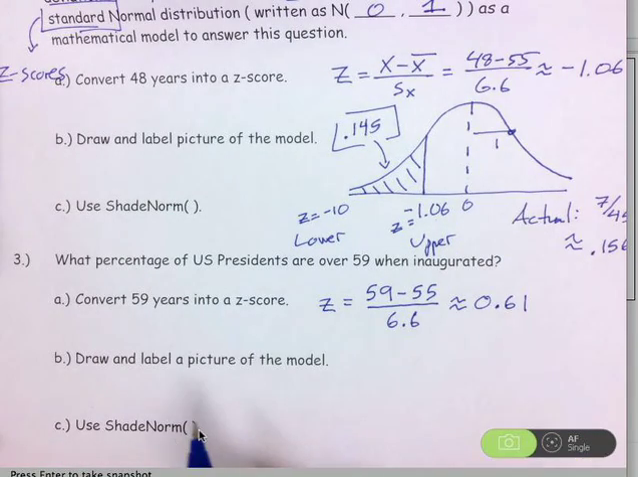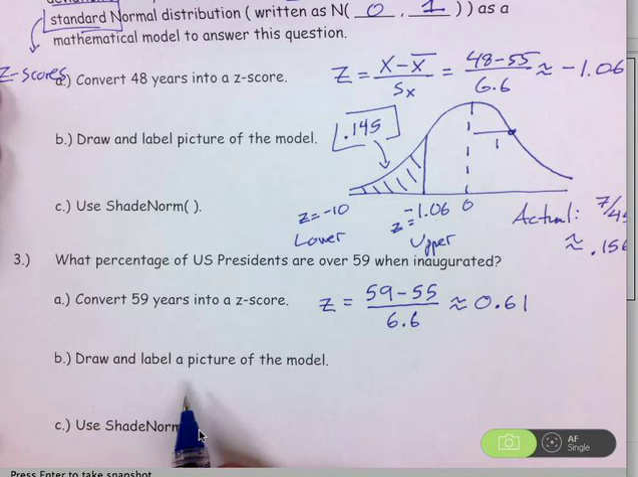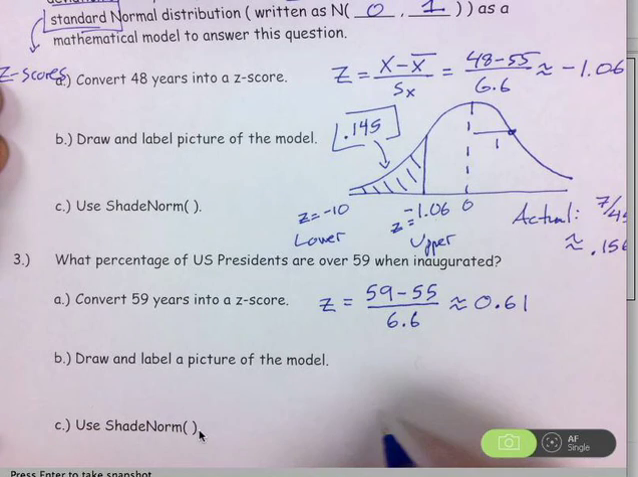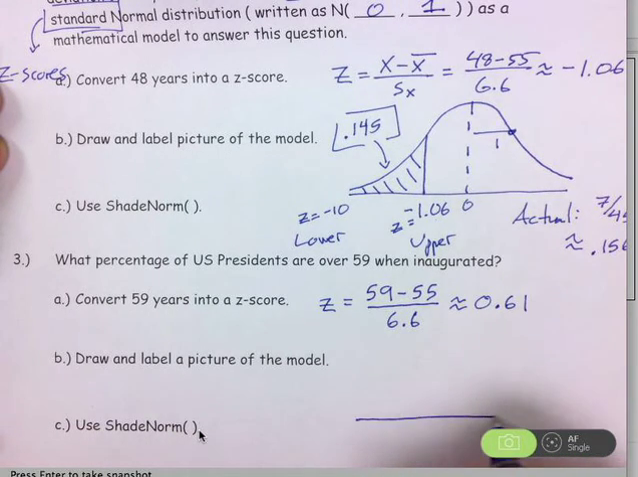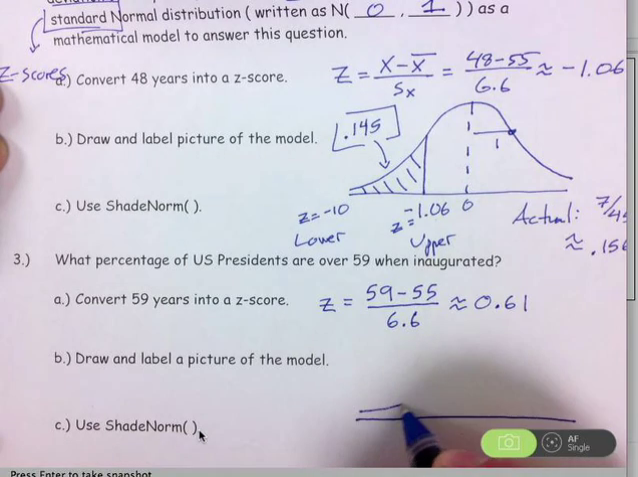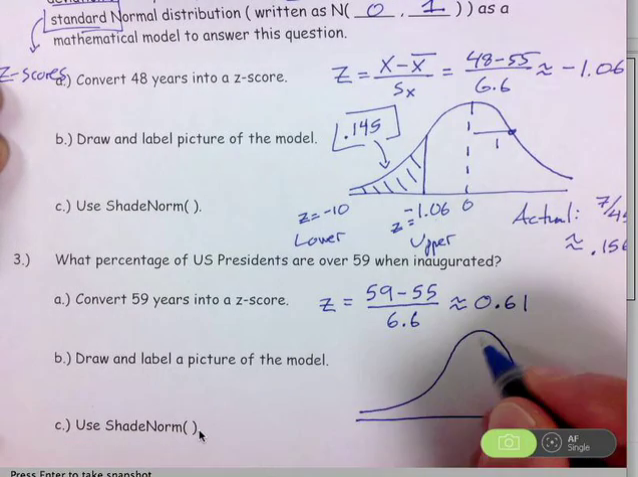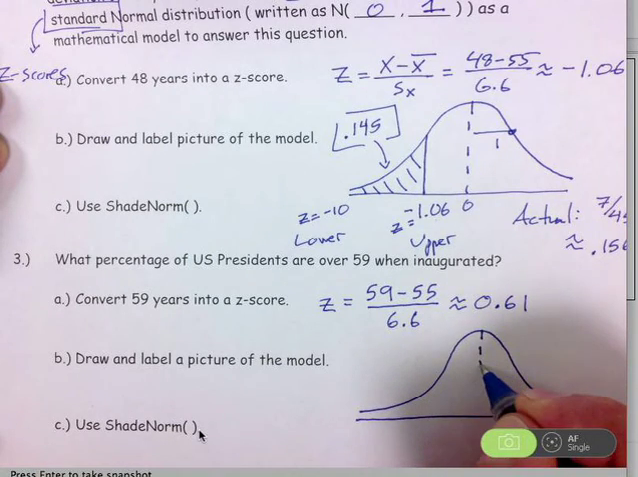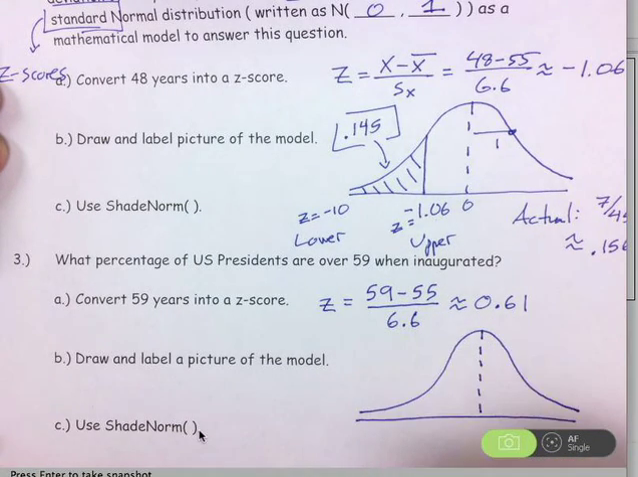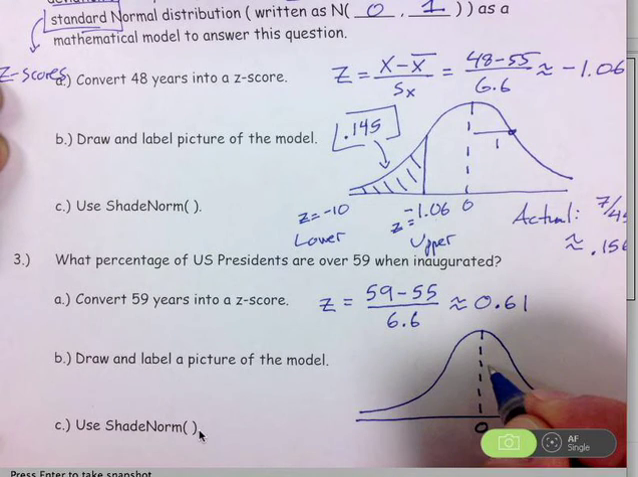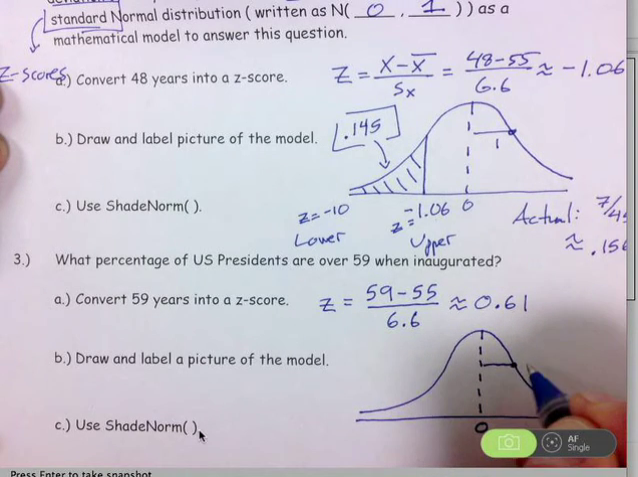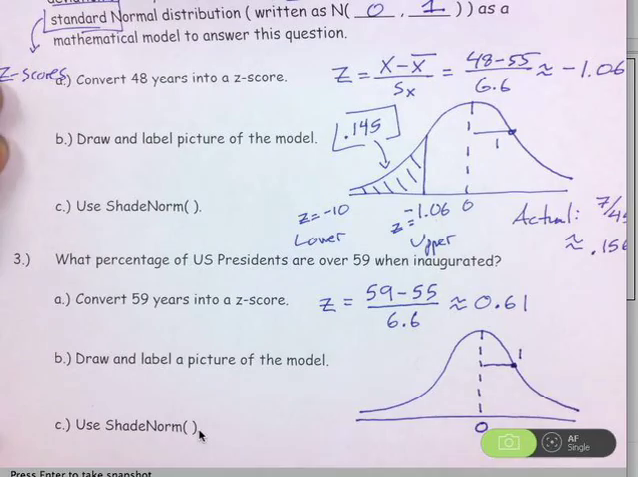So to use the model, again, the best way to show your work is to draw and label a picture. The shape that we are using is the normal density function. And to represent that, we need to recognize that since we're using z-scores to make this a density function, the mean is 0. Z-scores have a mean of 0. The standard deviation is 1. Z-scores have a standard deviation of 1.